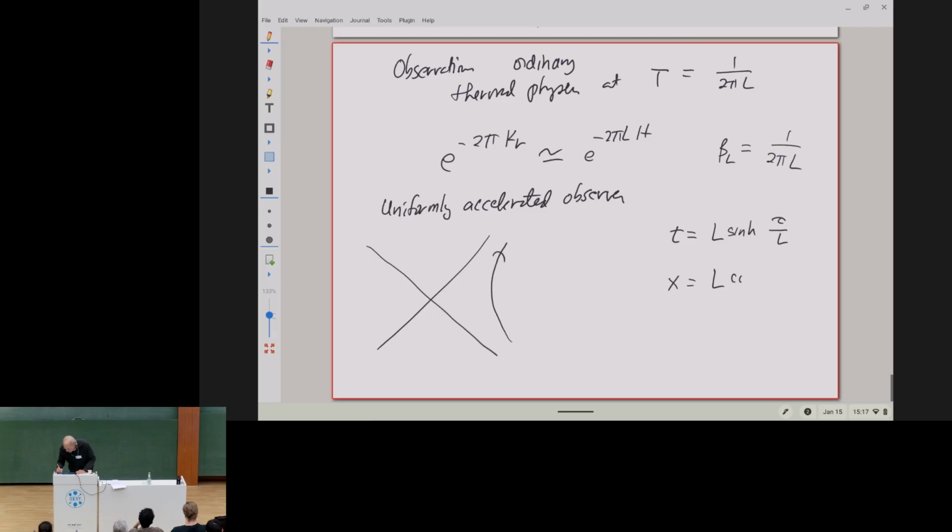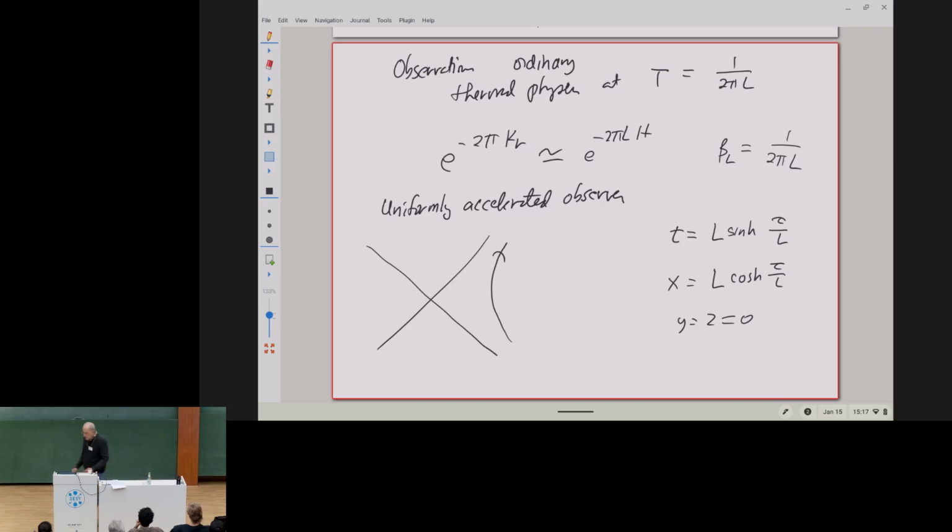X is L times cosh of tau over L, and Y and Z are 0. I'll get to your question in a second. So that's a simple example of an observer staying forever inside a Rindler wedge. To do that, you have to accelerate indefinitely in the past and future, and this is a simple example with constant acceleration.